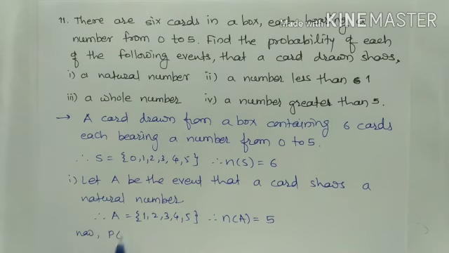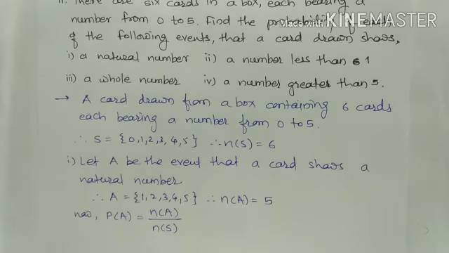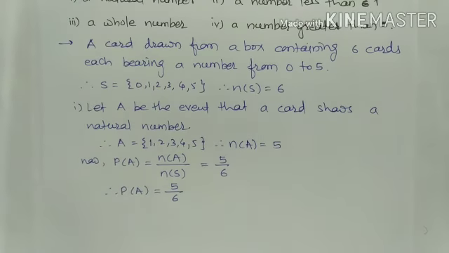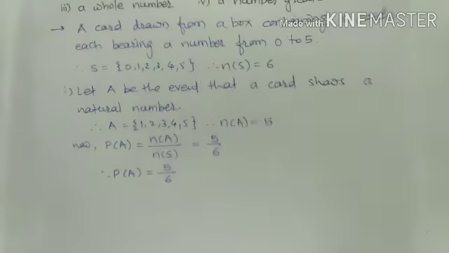Now, probability of A equals number of A upon number of S. And therefore, it equals number of A 5, number of S 6. And therefore, probability of event A equals 5 upon 6. That is, the probability of the event that the card shows a natural number is 5 upon 6.